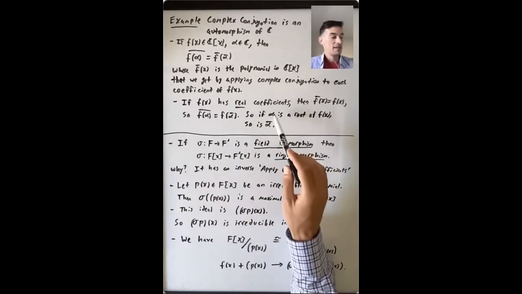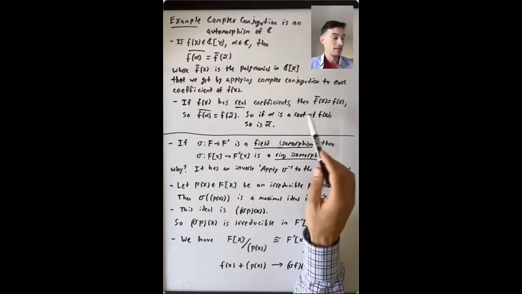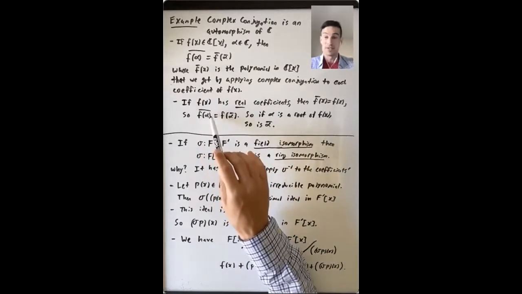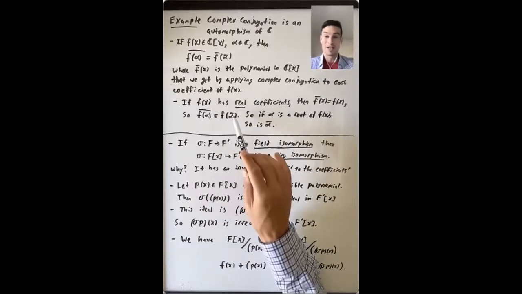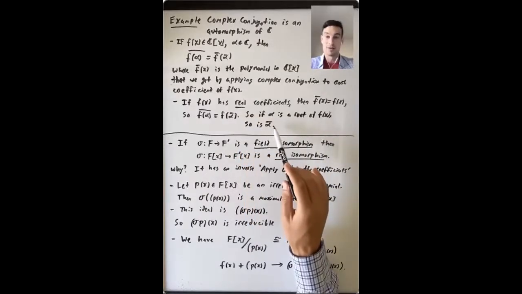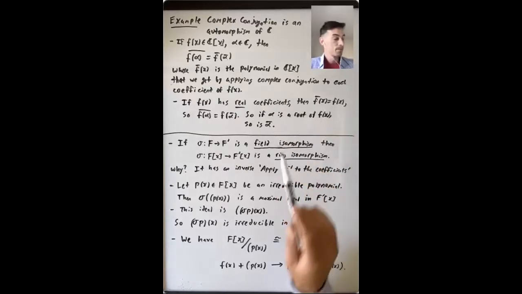So that means that if alpha is a root of f of x, that means that f of alpha equals 0. So the conjugate of f of alpha is 0. Then f of the conjugate of alpha is 0 also. So the roots of polynomials with real coefficients are either real or they come in these complex conjugate pairs.